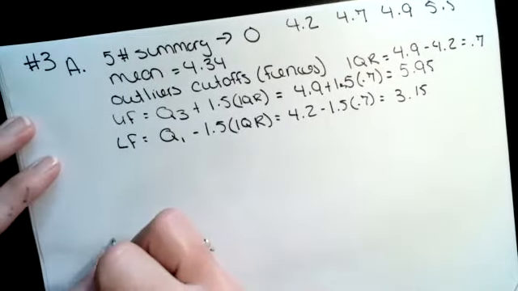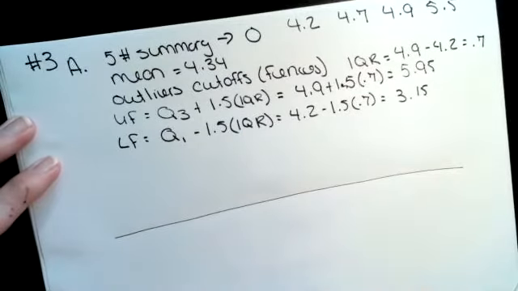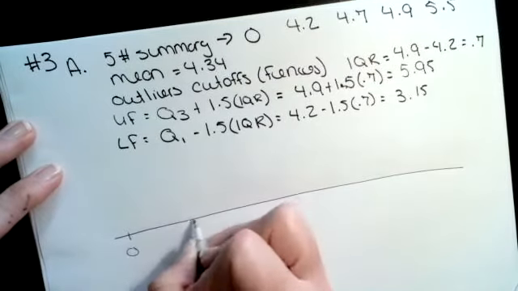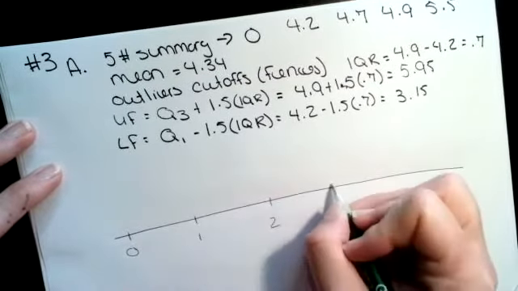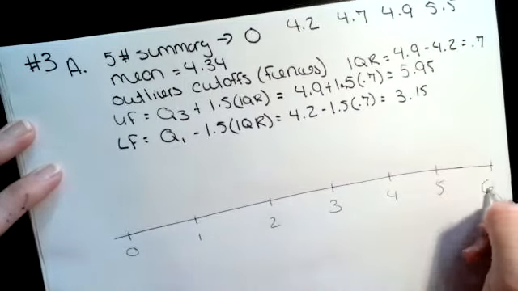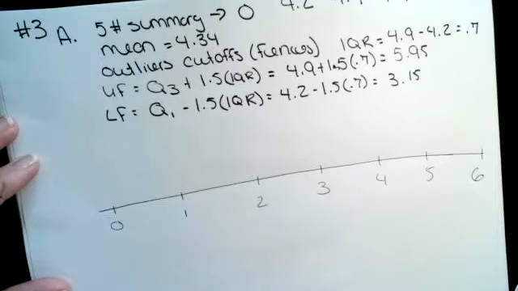box plot. So I'm just going to put some sort of scale here. So I can see from my data set, it starts at 0 and it goes up to 5. So I'm going to start at 0 and just count by ones. And I'm just going to go right up to 6 here. You can always choose your own. It's just what I'm choosing.